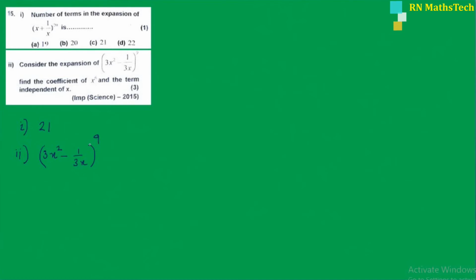Okay, so the term T(r plus 1) is equal to 9Cr (3x square) raised to 9 minus r into (minus 1 by 3x) raised to r, that is equal to 9Cr 3 raised to 9 minus r into x raised to 18 minus 2r into minus 1 raised to r divided by 3 raised to r x raised to r.